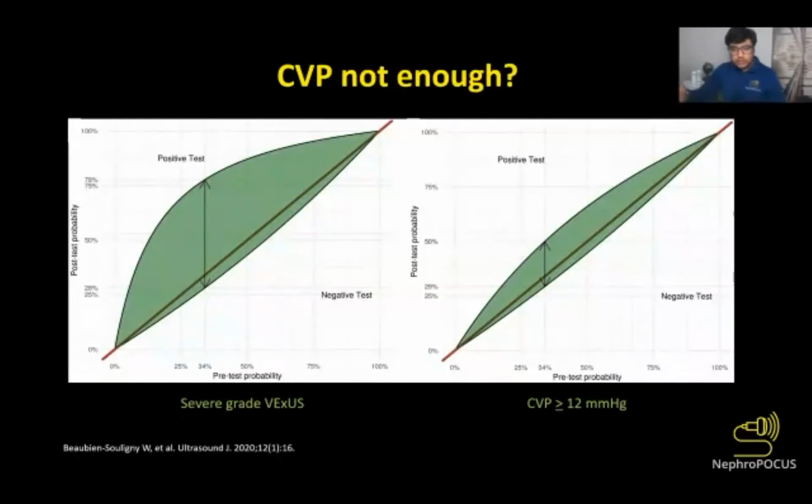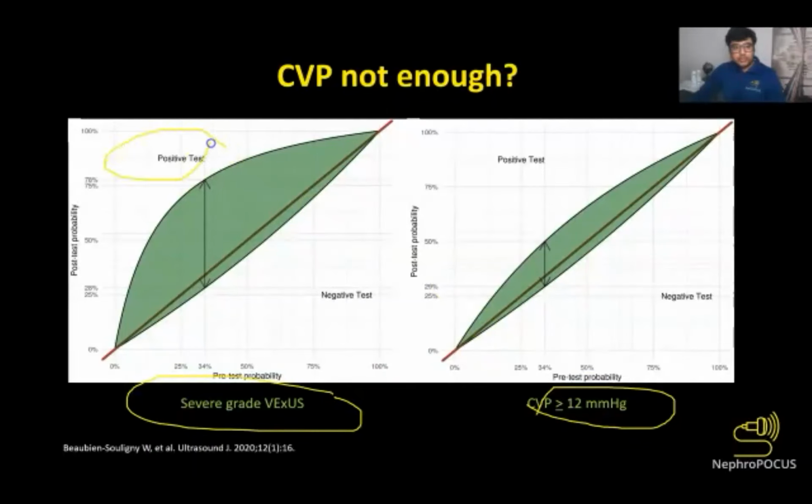And you may ask, we know venous congestion is bad, elevated right atrial pressure itself is bad. So what does doing this Doppler study add? They compared a central venous pressure of more than 12 millimeters mercury with the severe grade VExUS, that is the Doppler demonstration of flow alterations, and the post-test probability of having AKI with a positive test was substantially higher when they used VExUS grading as opposed to central venous pressure alone. So it offers better diagnostic accuracy in detecting venous congestion and subsequent organ injury.